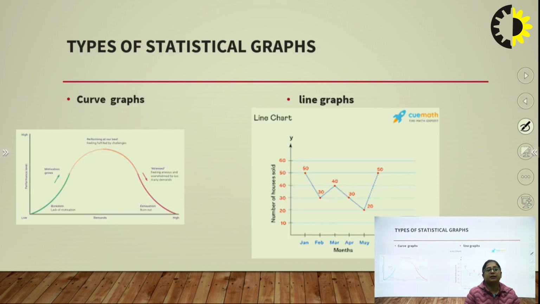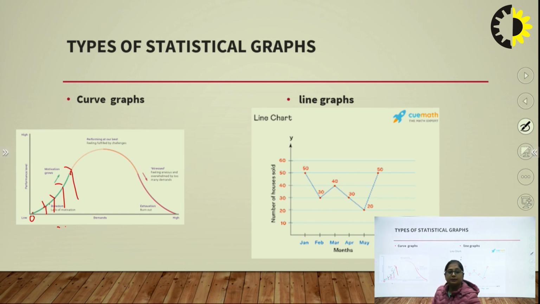So let's discuss the types of statistical graph we can use. Okay, the first graph is the curve graph and the second graph is the line graph. Here you can see that these are the labels. The curve will start from here, 0. This curve will move like this. This is actually nothing but a large amount of data which varies from time to time. At this point this varies, at this point this varies, at this point this varies.